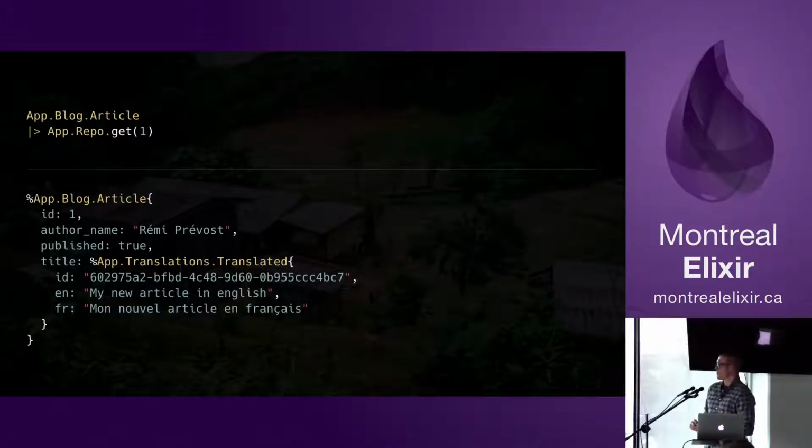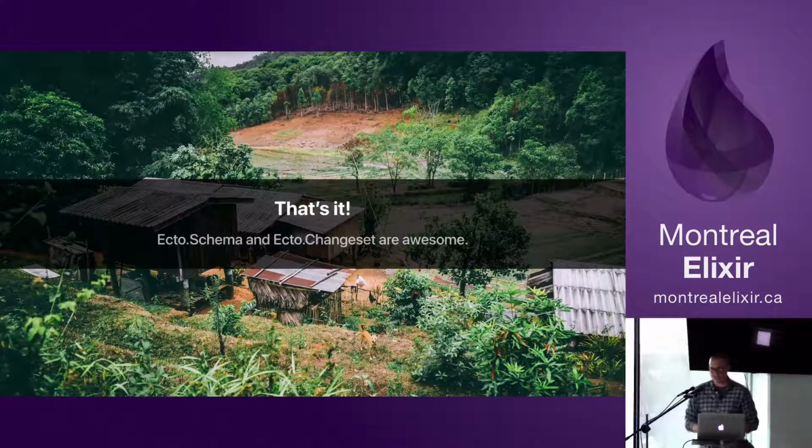And most importantly, the data stored in the title will be given to us as a Translated struct. So this allows us to whitelist the keys in the struct, so it's not just some kind of map with anything stored in it. And that's it. This is how we store translated stuff in our Ecto applications.